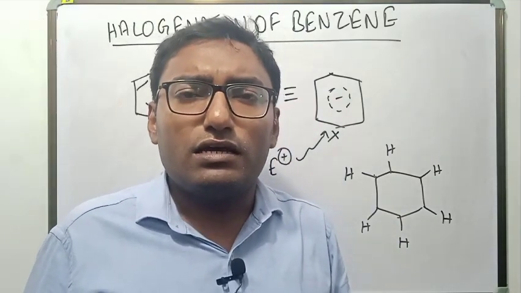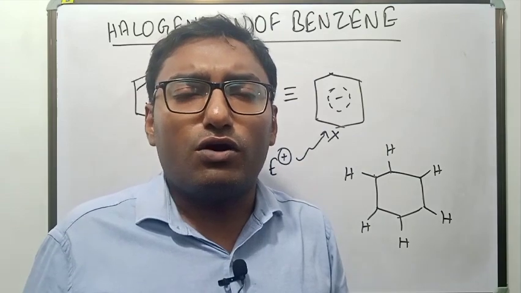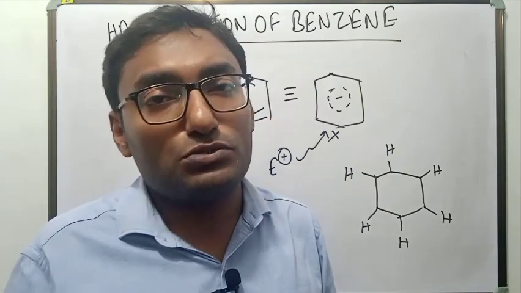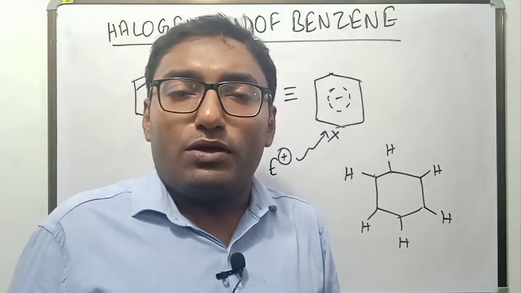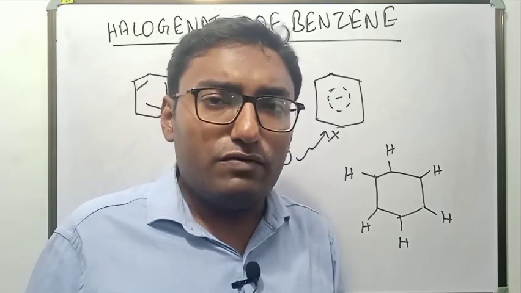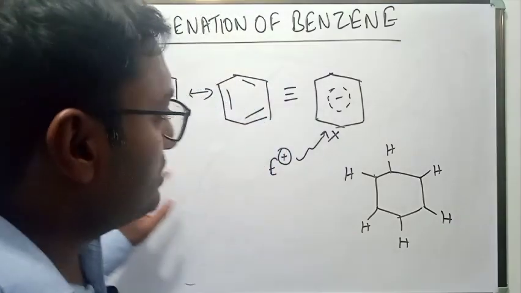Halogenation of benzene is an example of the characteristic reaction of benzene, which is electrophilic aromatic substitution reaction. To understand electrophilic aromatic substitution reaction, we need to look at the structure of benzene.